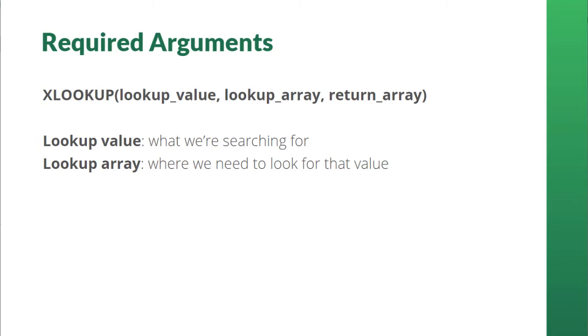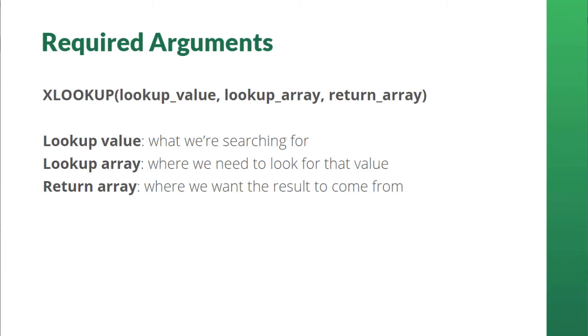This can be anywhere within Excel, even in another workbook, but that workbook has to be open or we'll get a REF error. The third argument is the return array. That's the list where we want the result to come from, and that has to be the same length as the lookup array or we'll get a VALUE error.